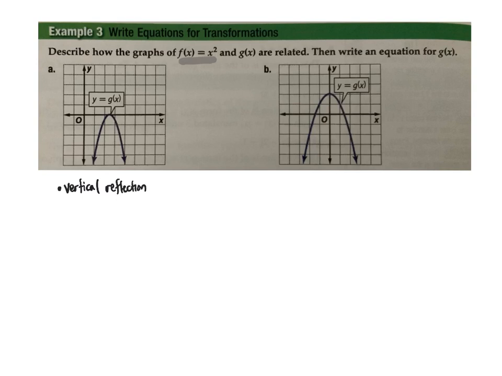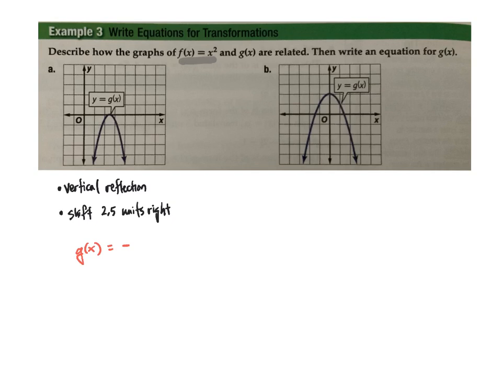And I also see that the vertex appears to have been moved. So it's been shifted, what is that, like 2.5 units to the right? So about 2.5 units right. Okay, so now how do I take those two observations and put them into an equation? Well, it's going to go like this. So if I have a vertical reflection, that means it's affecting the y value, so the negative has to be on the outside. So I'm going to put a negative outside the x squared.